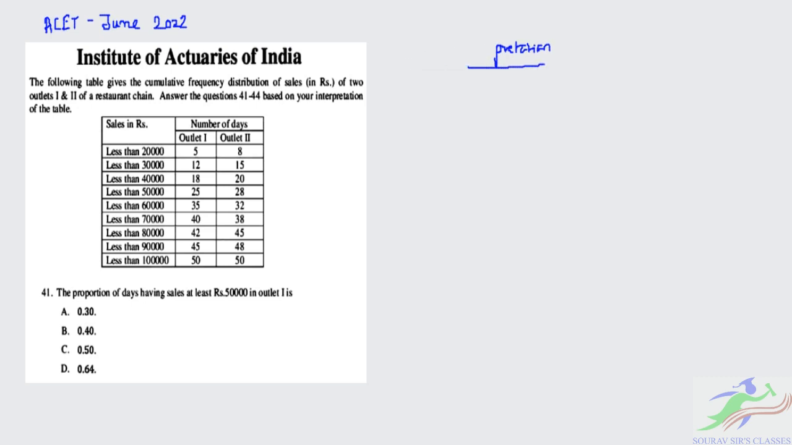Let's write it in data interpretation. Okay, so let's start with this question. It says that the following table gives the cumulative frequency distribution of sales in rupees of two outlets, 1 and 2, of a restaurant chain. So answer questions 41 to 44 based on your interpretation of the table. So we will solve these questions based on this table.